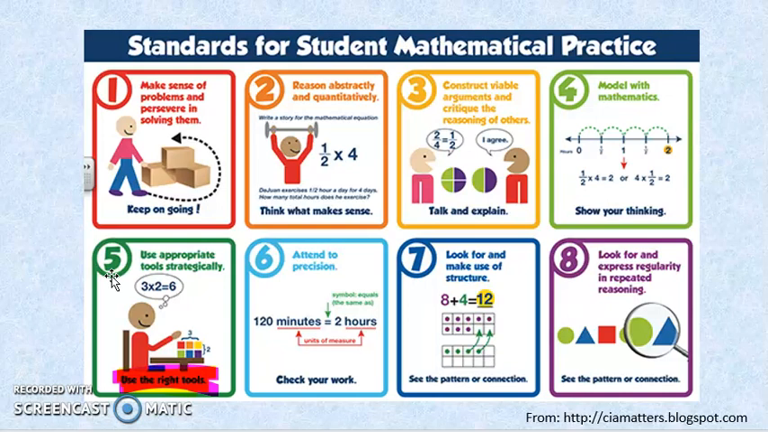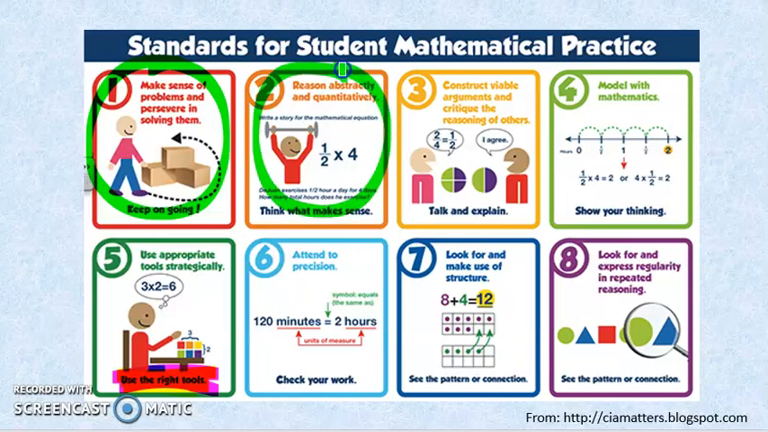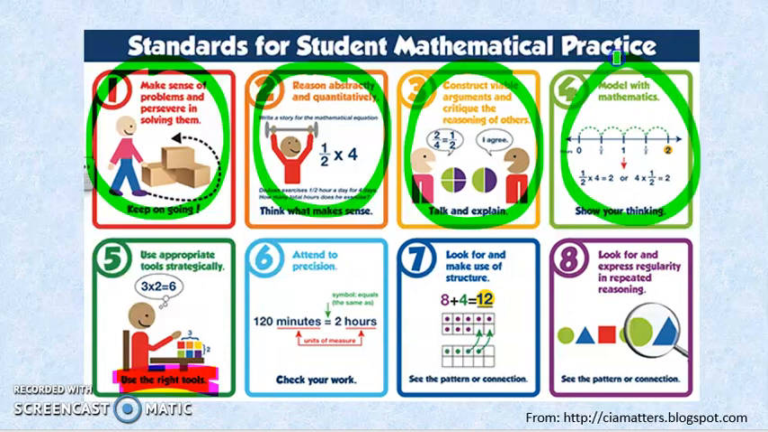Let's review our standards for mathematical practices. We want you to be able to make sense of problems and persevere. That means push through in solving them. We want you to be able to reason abstractly and quantitatively. You need to think to yourself, what makes sense? We want you to construct viable arguments and reason with others, so make sure you're talking about math and explaining it. Using a model with mathematics to show your thinking, and have attention to precision. Make sure that you are checking your work.